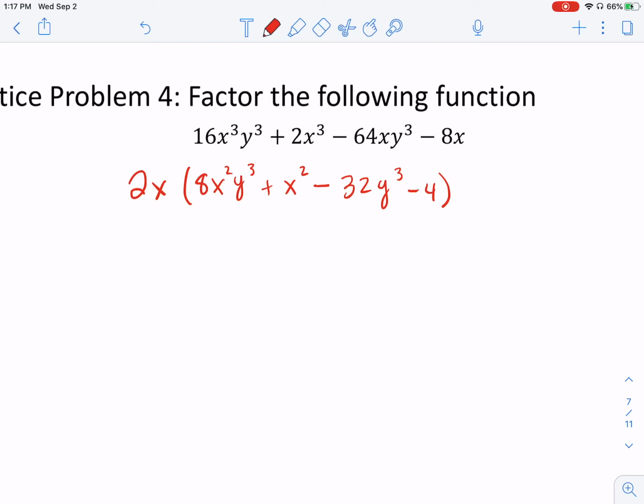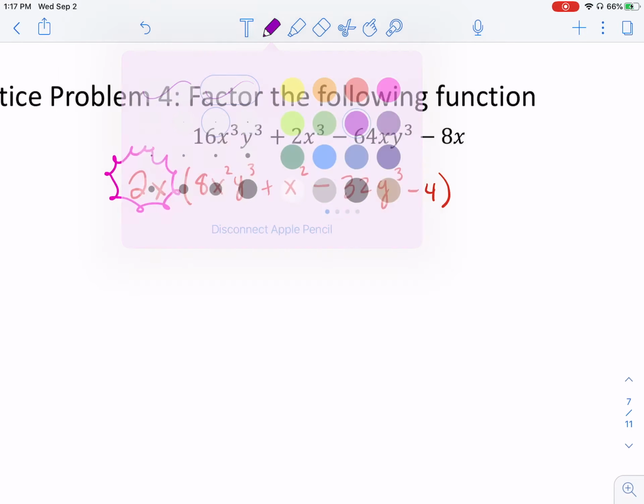When I'm at this step, whenever I've pulled out a greatest common factor and I know that I'm going to do more factoring, I'm going to put this kind of squiggle highlight around it. That's because I'm going to leave it there and I'm not going to come back to it for a while. I'm not going to come back to it until my very last step.